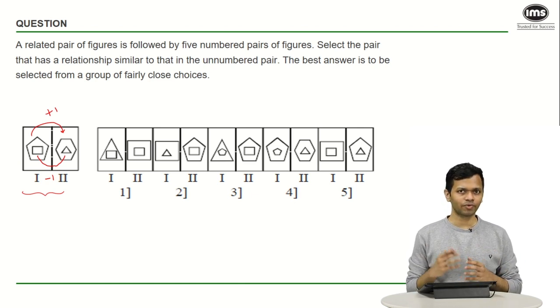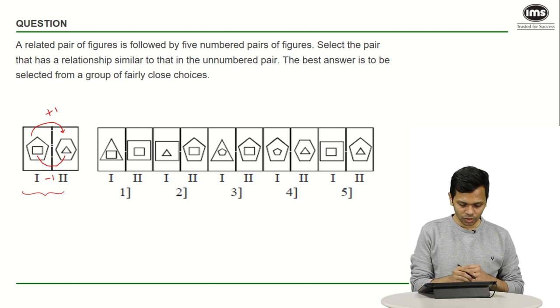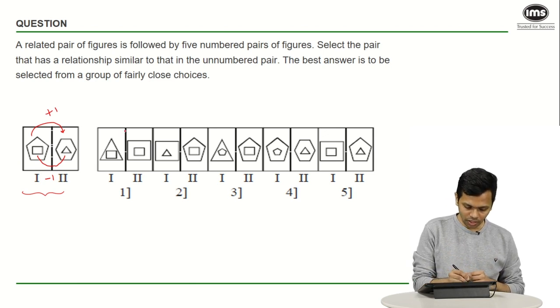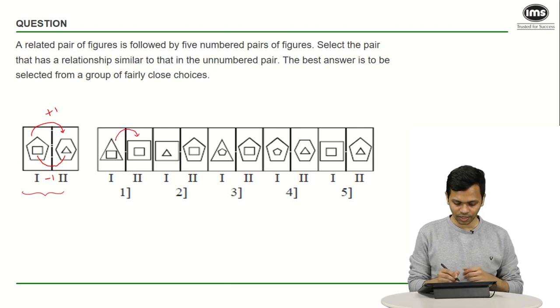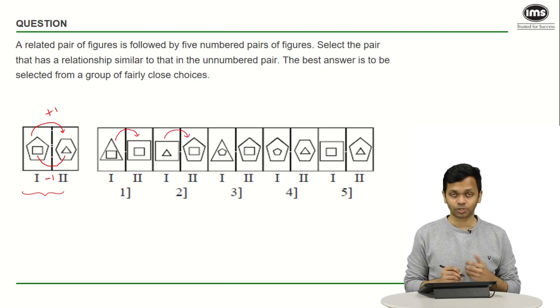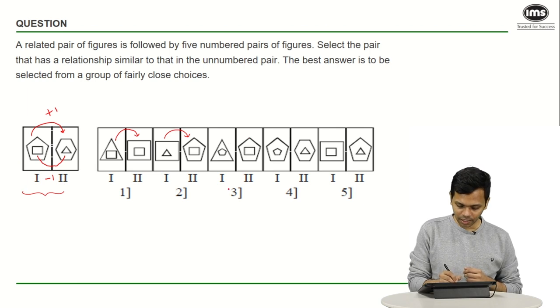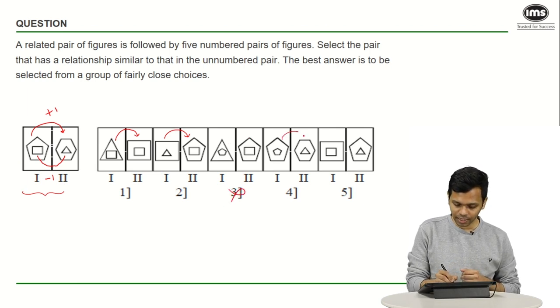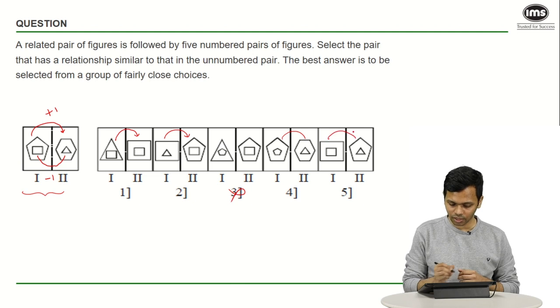Now I need to figure out where this logic is consistent. So let me first start with the outer one. I need to have a +1 logic. Now triangle becoming a rectangle, so this is fine. Rectangle becoming pentagon, that's also fine. Triangle becoming pentagon, so this is not my answer. Pentagon to hexagon and rectangle to a pentagon. So all of this is fine.